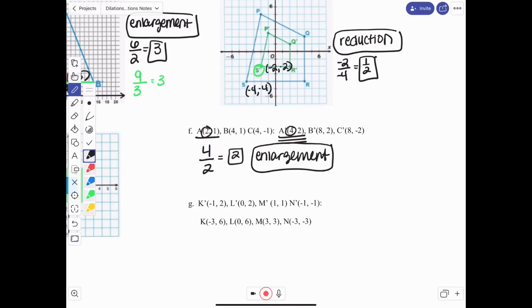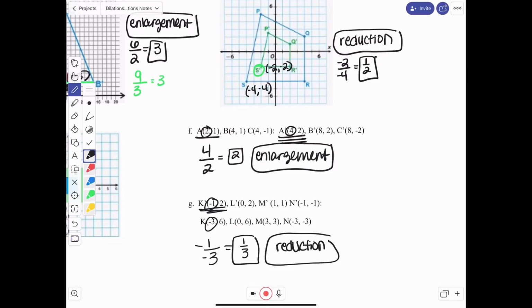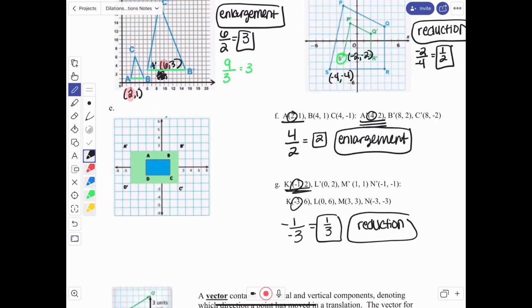Okay? So for this one, pay attention, because this time it gave us this one first. So this was the resulting image. Okay, so if we look at this number, we've got the -1 on top, -3 on the bottom. And so that just reduces to 1/3. That's our scale factor. Since it's less than 1, we would say it is a reduction. And let's see, oh, I skipped one. Let me go back to this one over here.